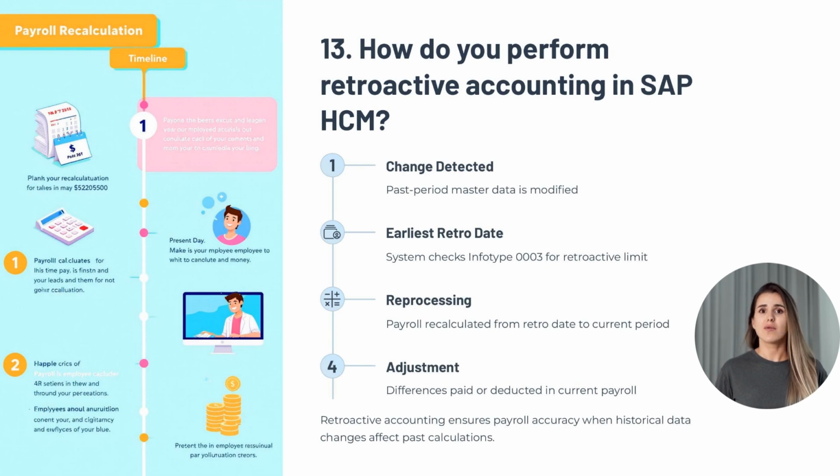Coming up next is a question that interviewers use to gauge your depth of knowledge. 13. How do you perform retroactive accounting in SAP HCM? The main idea behind this is retroactive accounting is triggered when past period master data is changed. The system reprocesses payroll from the retroactive date to the current date to ensure correct calculations. The earliest retro date is controlled by infotype 0003.